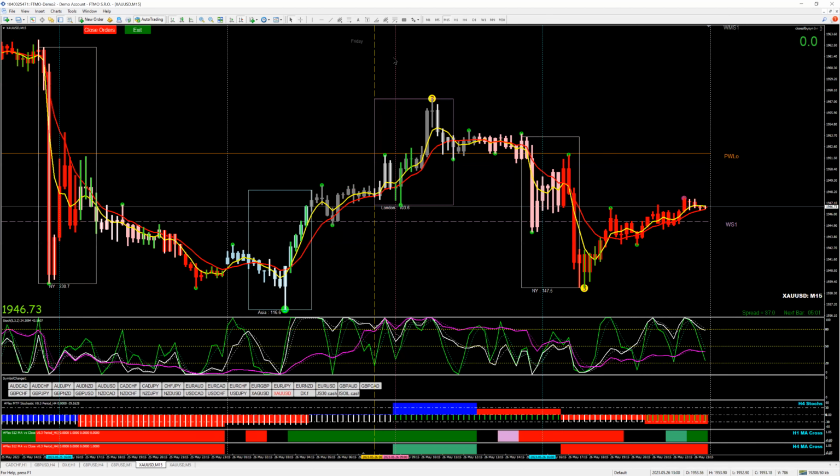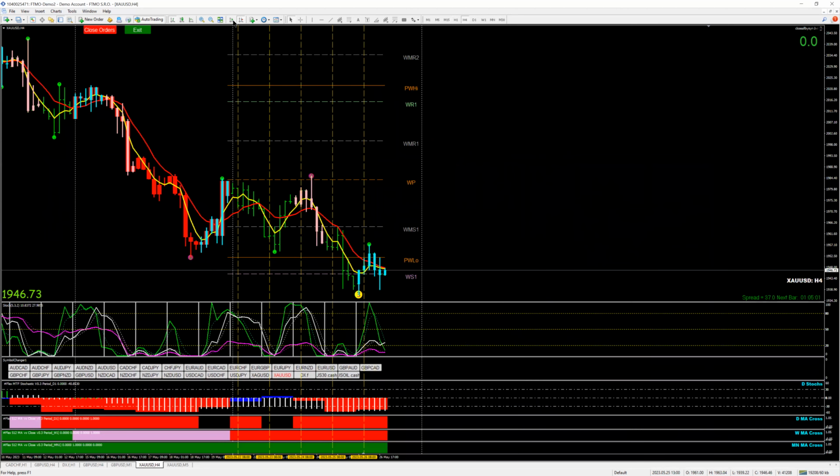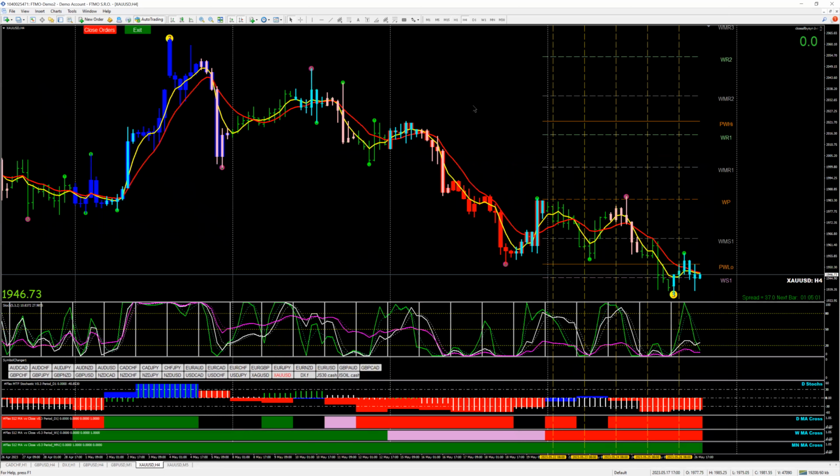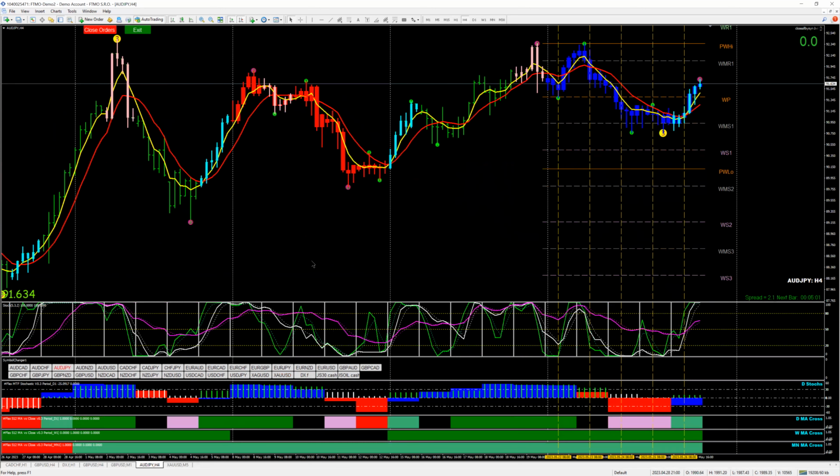So if we look at it in that sense, we made 290 pips in 2 days. 10 lots, that's $29,000. Good enough for a $30,000 target for the week, right? So, let's go down the list. Let's look at the Aussie yen.